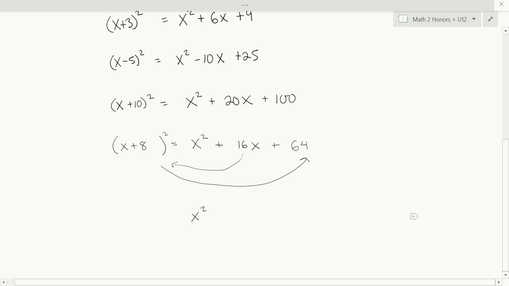Let's do one more, though. Say we had x squared minus 22x. And I want to know what to put after the 22x so that if I were to factor it, it would be a perfect square.